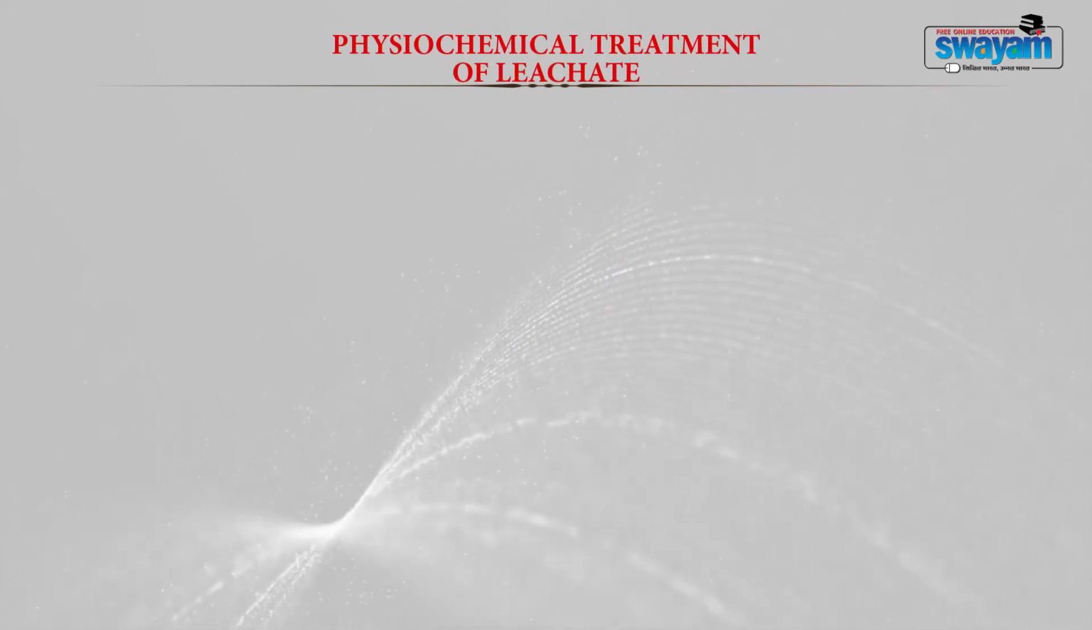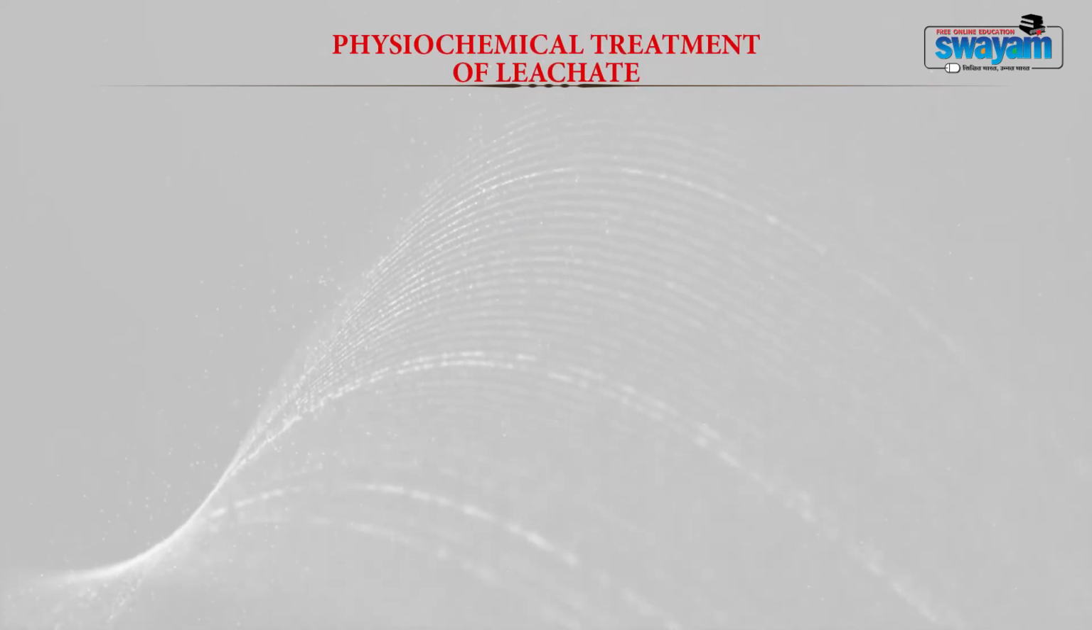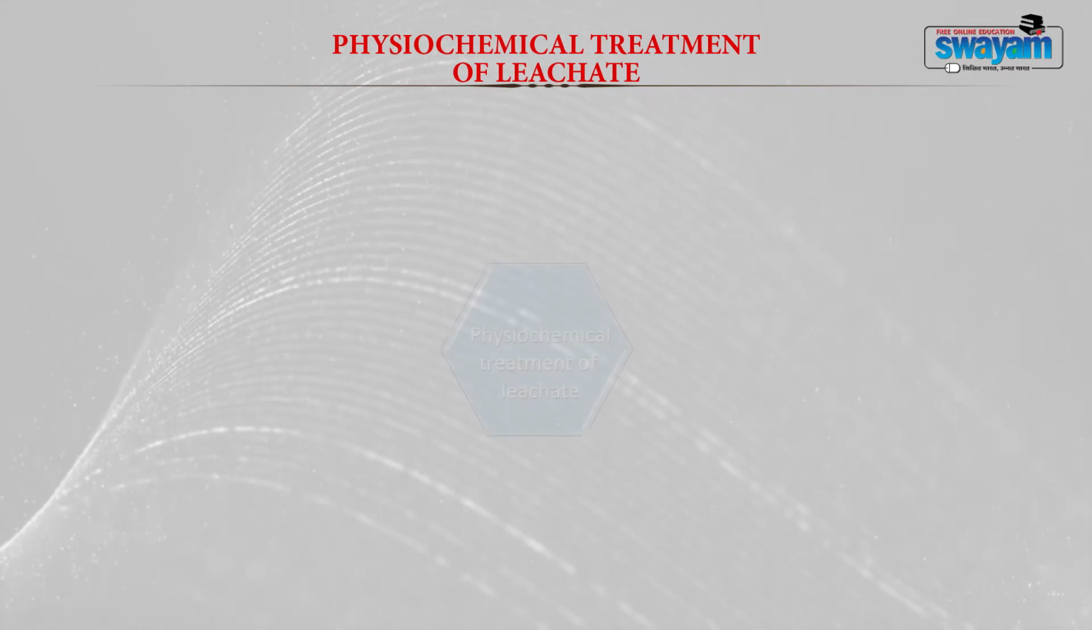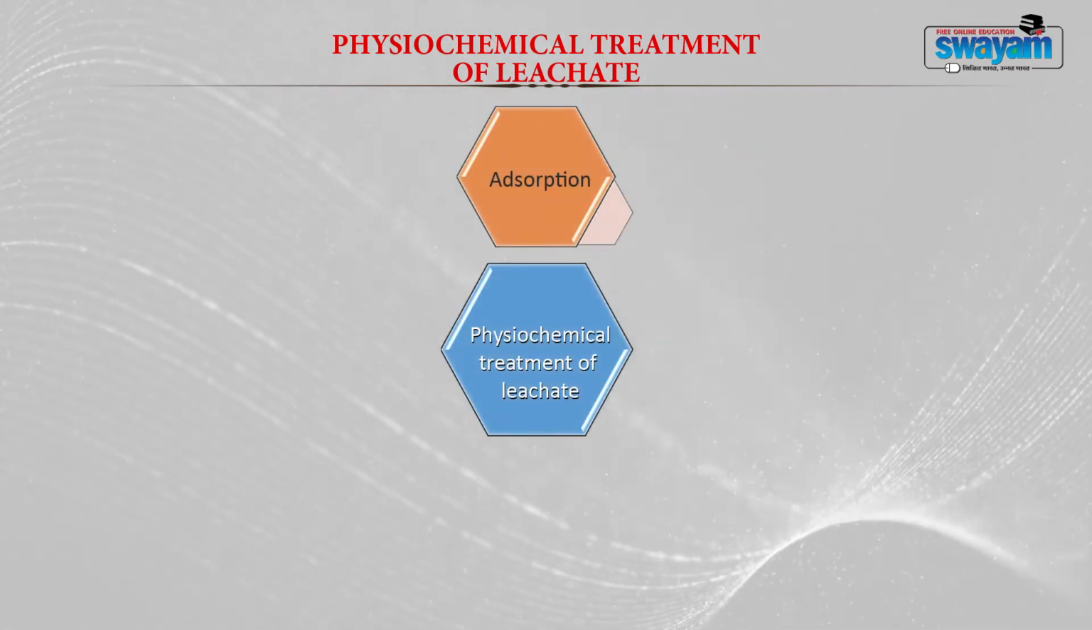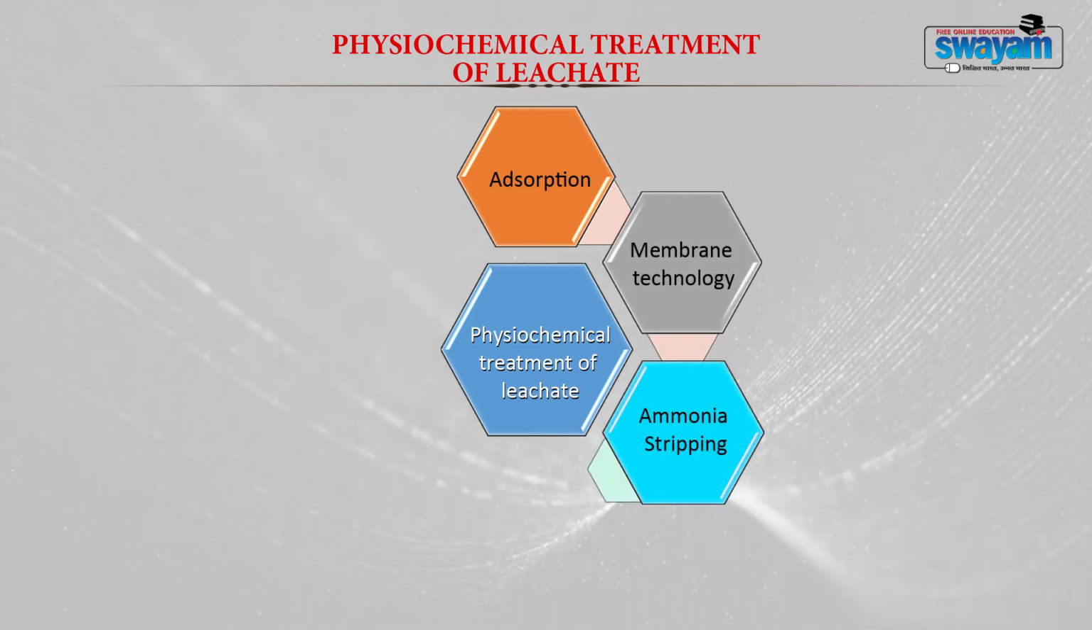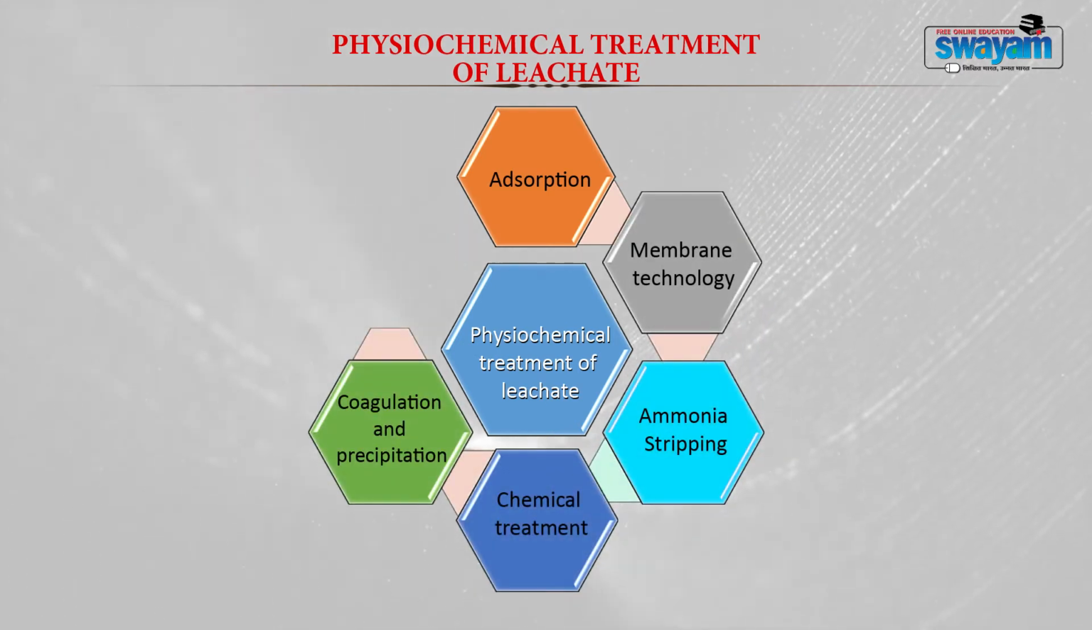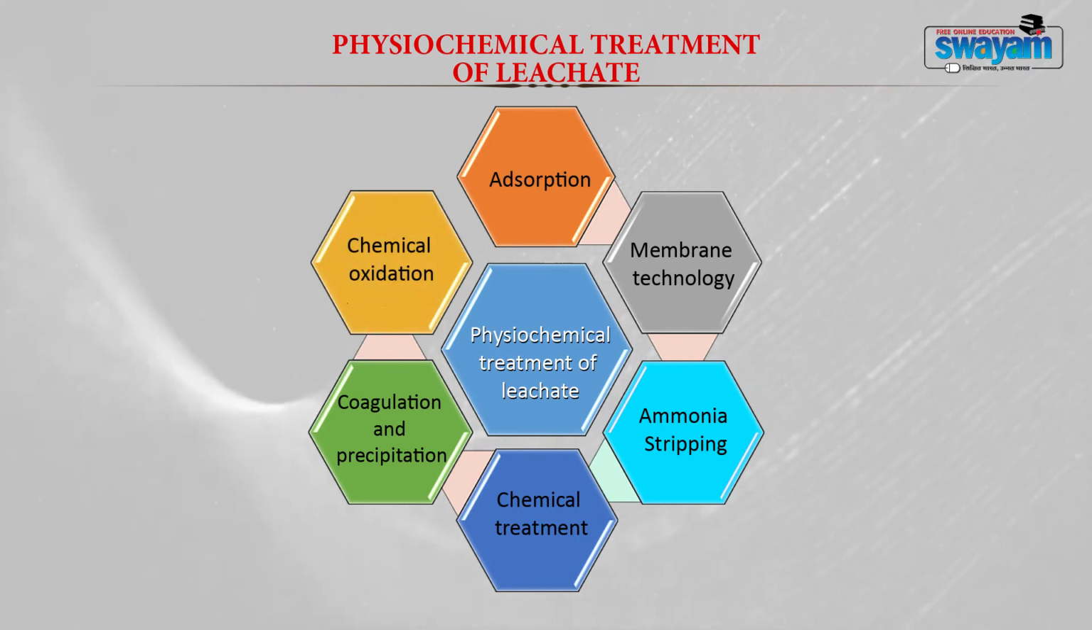Now, let us discuss the various physiochemical treatment methods that are available for leachate. The various physiochemical treatment methods available for leachate include adsorption, membrane technology, ammonia stripping, chemical treatment, coagulation, precipitation, chemical oxidation and so on.